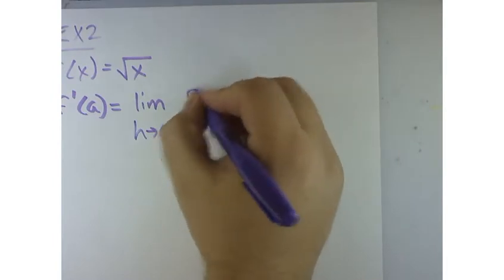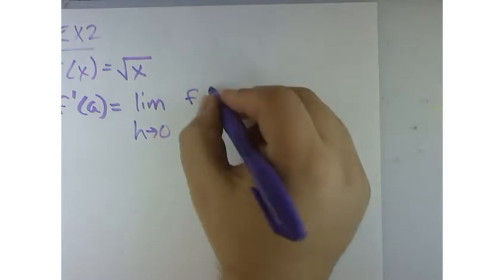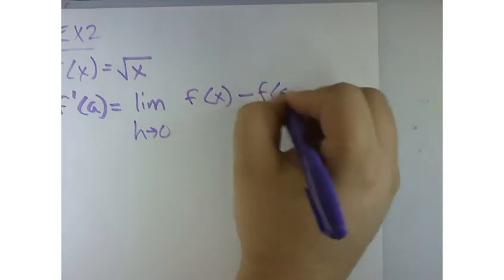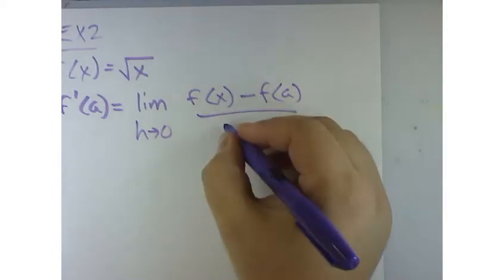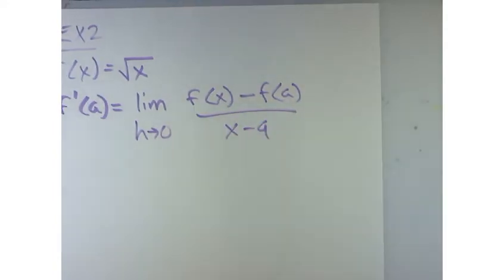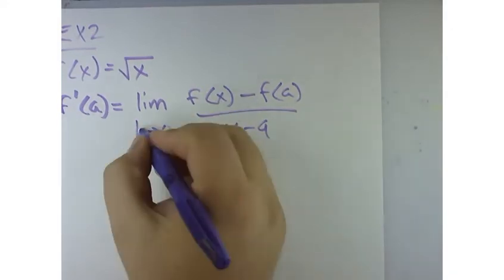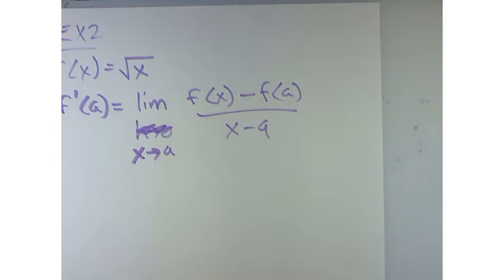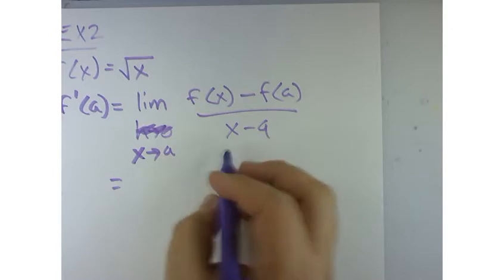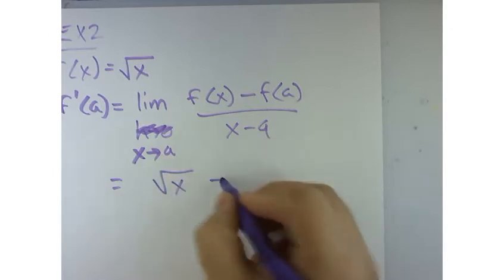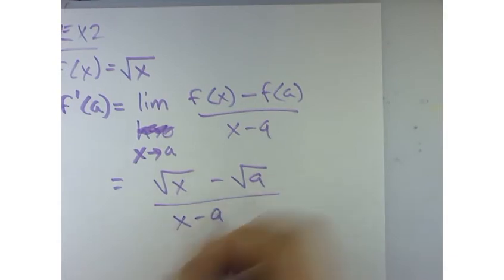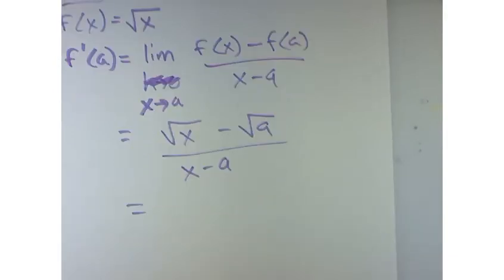So the only thing that I'm going to do a little different here is that I'm going to say what is f of x minus f of a all over x minus a. And instead of h equals 0, we say as x approaches a. Now this is a little different, but f of x is the square root of x minus the square root of a all over x minus a. Now that would definitely give me the slope.